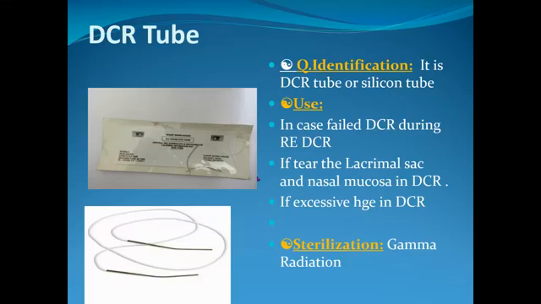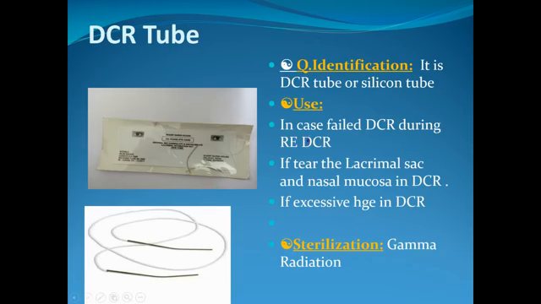And this instrument is the DCR tube. The DCR tube is silicone made. Usually we use it when a DCR operation has failed. So when re-DCR is needed, then we will use the DCR tube. But some examiners want many uses of this. Usually the main use is re-DCR, but some examiners want another use.